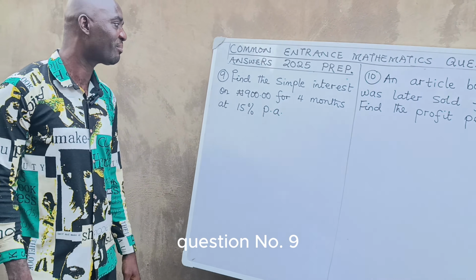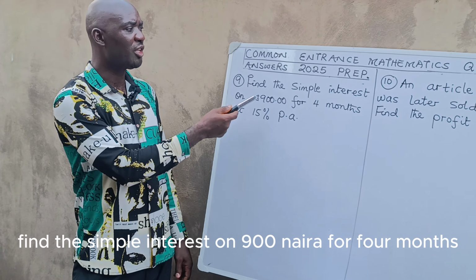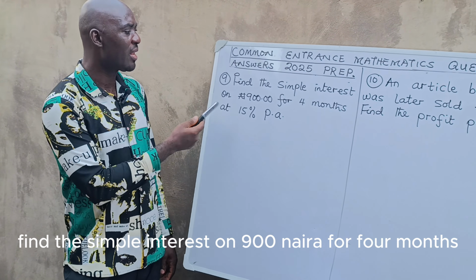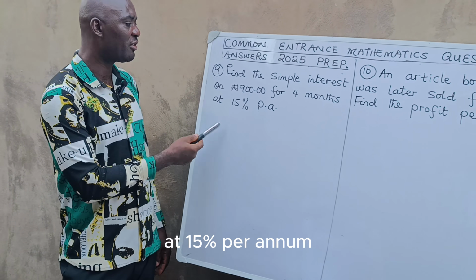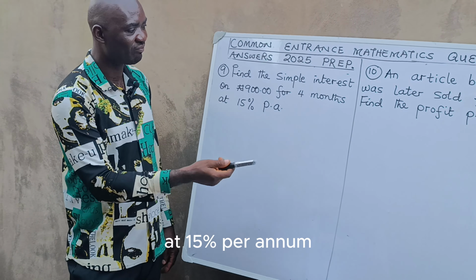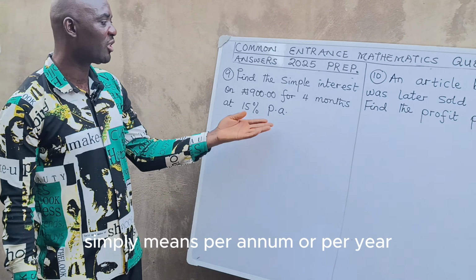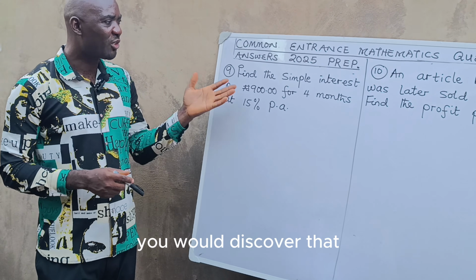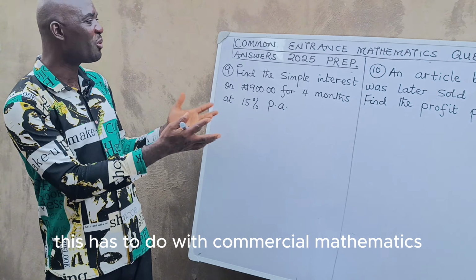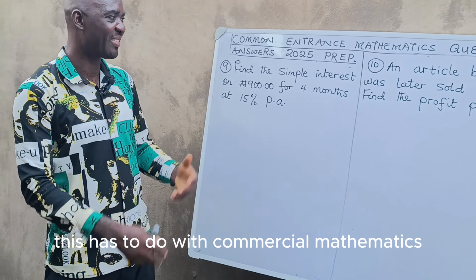Question number 9. Find the simple interest on 900 naira for 4 months at 15% per annum. PA here simply means per annum, or per year. So you will discover that this has to do with commercial mathematics.